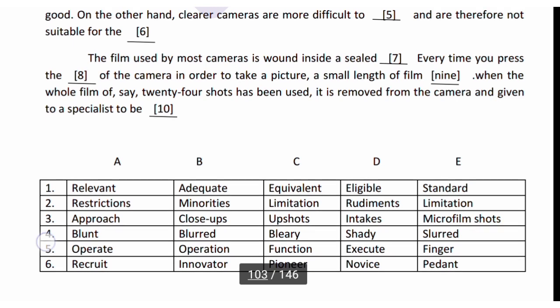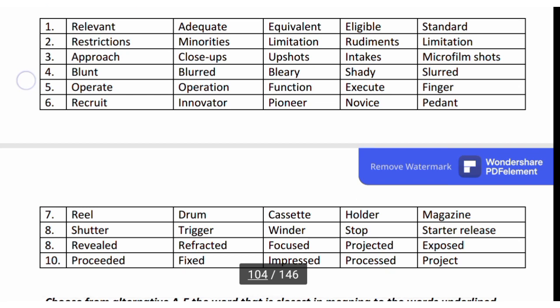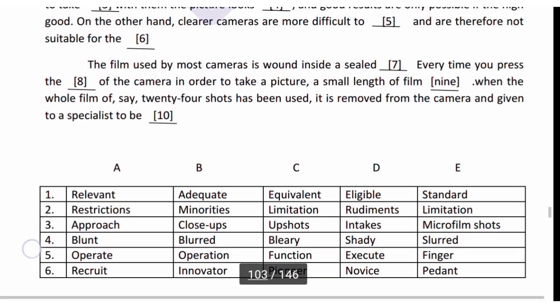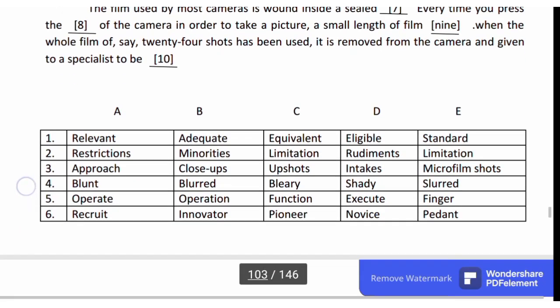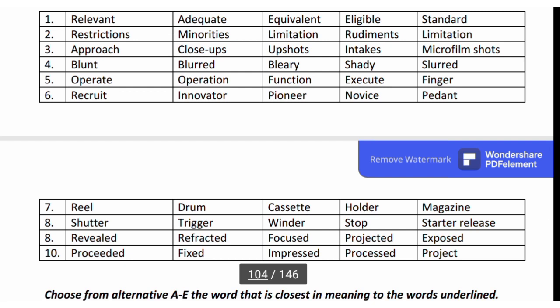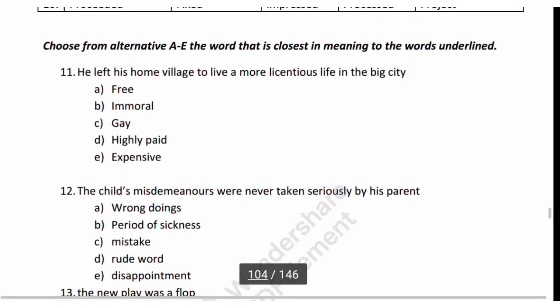Then when the whole film of say 24 shots has been used, it is removed from the camera and given to a specialist for dash. So when it's given to a specialist, what do you think is given to a specialist after you have taken a picture with it? To process. A specialist is there to process it. Okay, so that is it. So we'll go to the other options that are there.